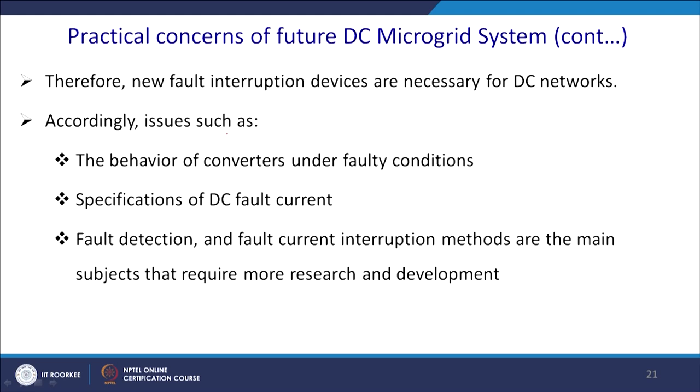Accordingly, the behavior of the converter under faulty conditions and the specification of the DC fault current are something we need to redefine, along with fault detection, and sometimes we have to have a fault tolerance system also. Fault detection and fault current interruption methods are the main subjects that require more research and development, because till now we have a protection system designed with the AC protection system in mind. Unfortunately, we need a DC protection system. These are a few challenges.